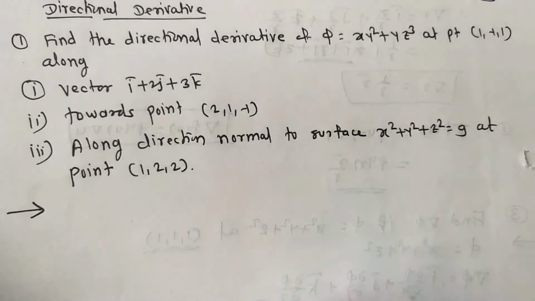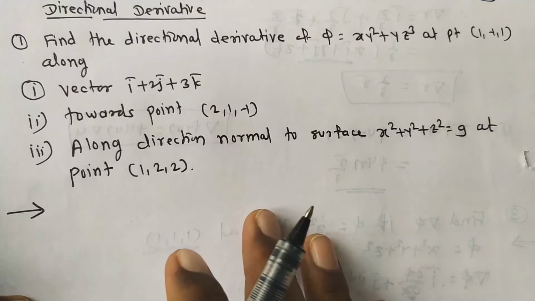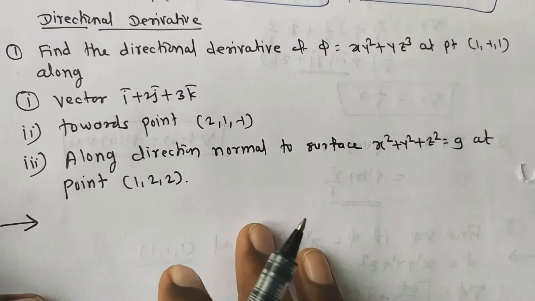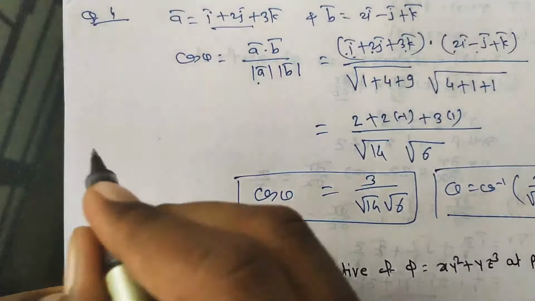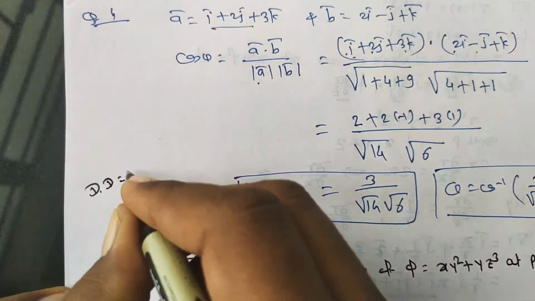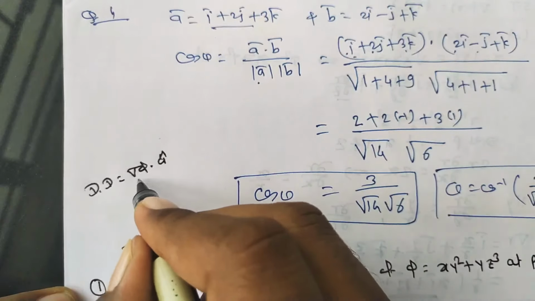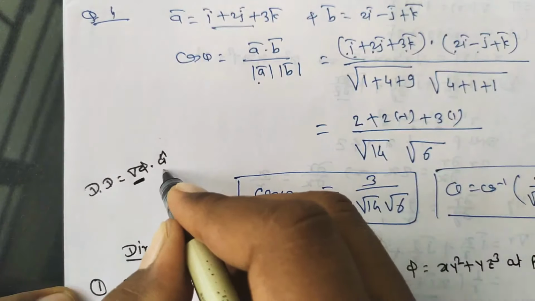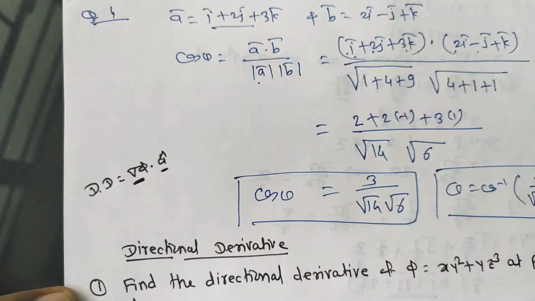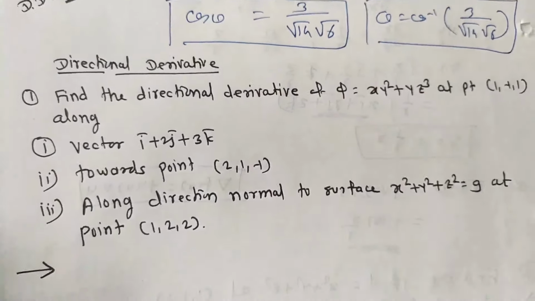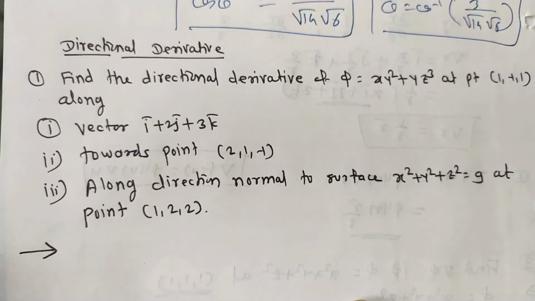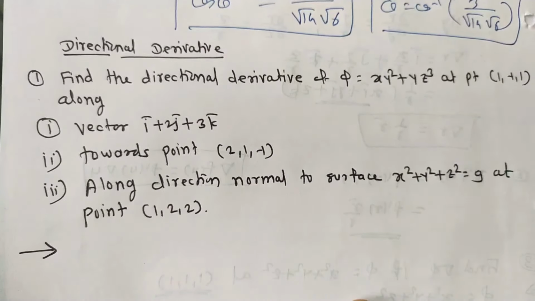Hello friends, today we are going to learn directional derivative, examples on directional derivative. So how do we find the directional derivative? For that we have to use the formula: directional derivative is equal to del phi dot a cap, where del phi is the gradient of phi and a cap is the unit vector along the direction vector. After this session, the learner will be able to find the directional derivative along different directional vectors.